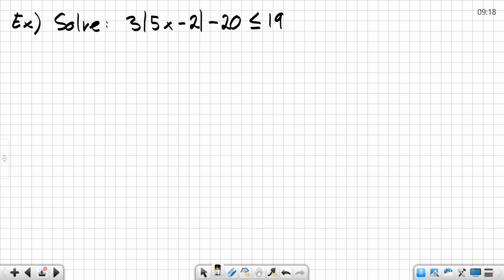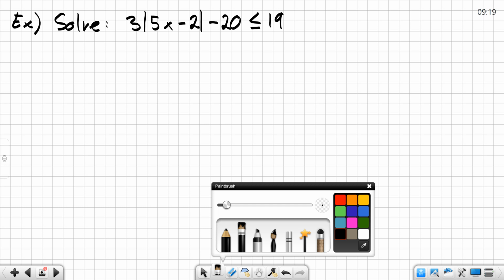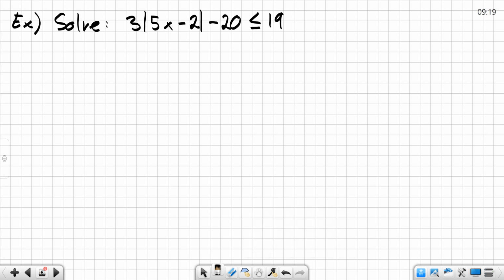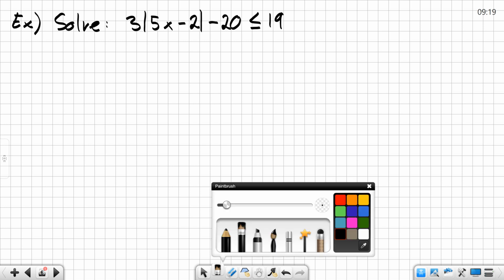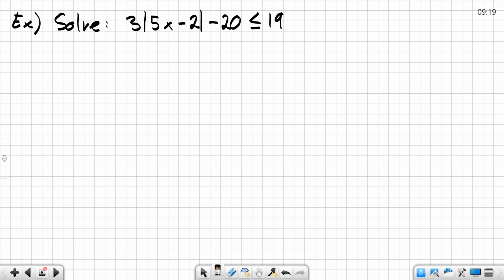Ooh, this one looks a little bit more complicated. There is more to be done because the left side, the absolute value expression, is not alone yet. Now, do not confuse this with solving algebraic equations. You cannot simply distribute the 3 in. We have to isolate the absolute value expression. This part right here, the absolute value of 5x minus 2, has to be alone.